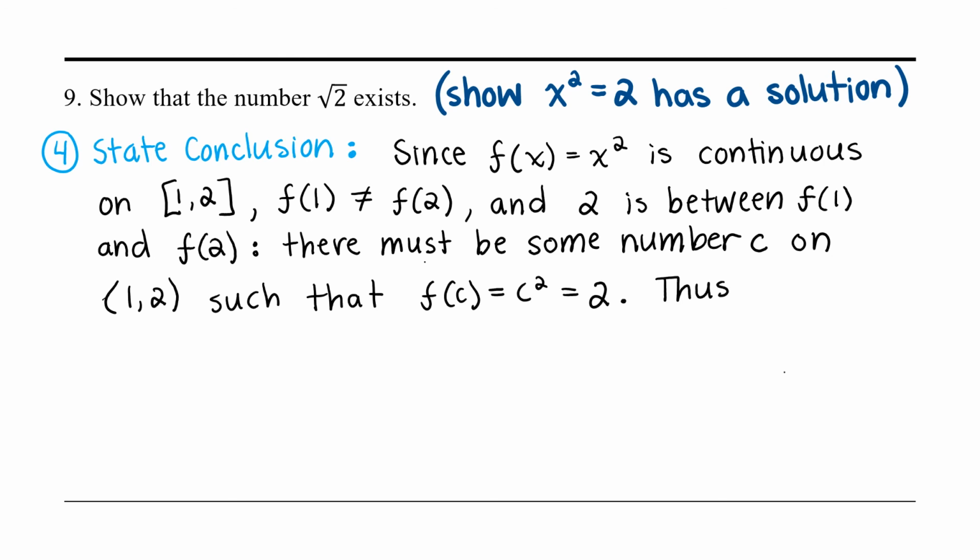Thus, c is equal to the square root of 2 exists by the intermediate value theorem.